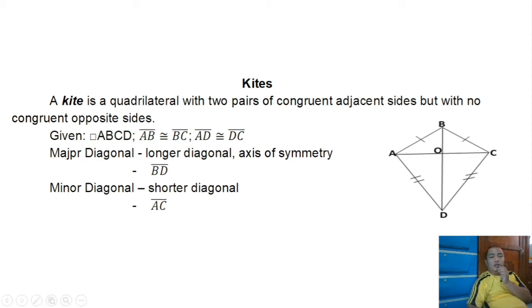For example, in kite ABCD, AB is congruent to BC, and AD is congruent to CD. So the two pairs of congruent sides are adjacent. The major diagonal is the longer diagonal, BD. The minor diagonal, the shorter diagonal, is AC.